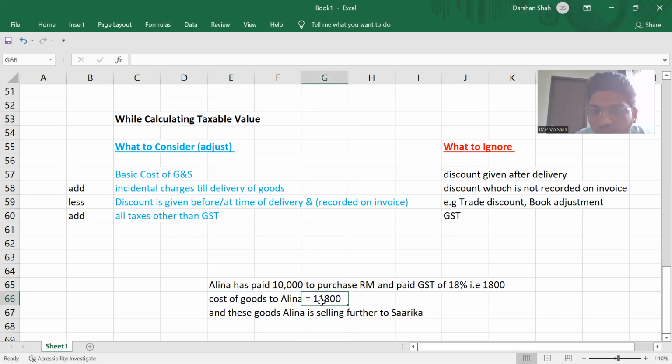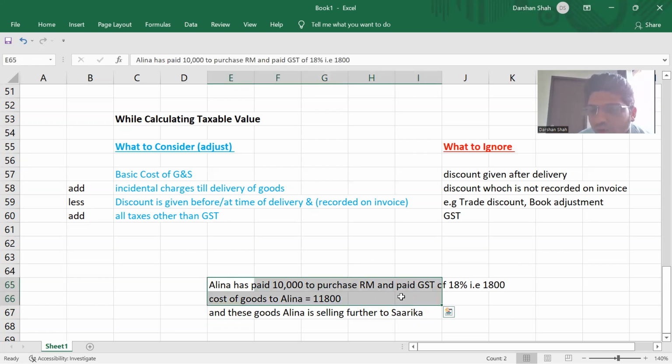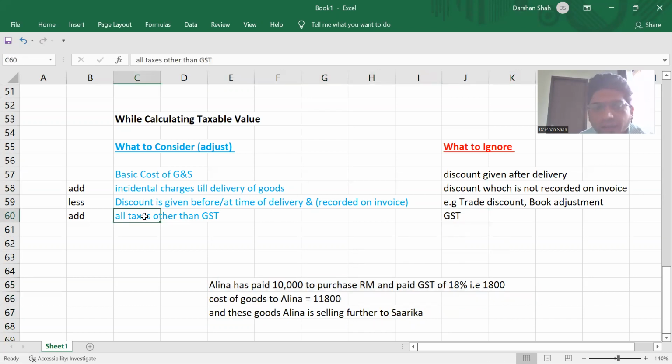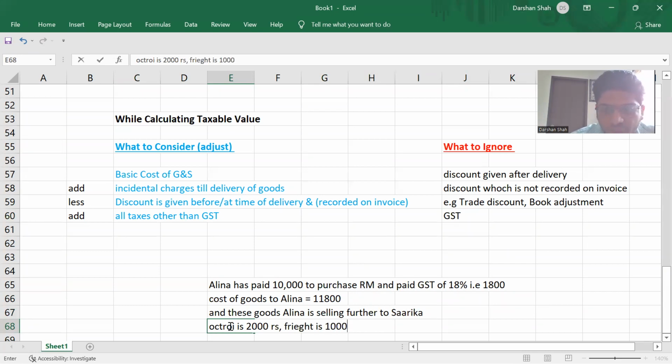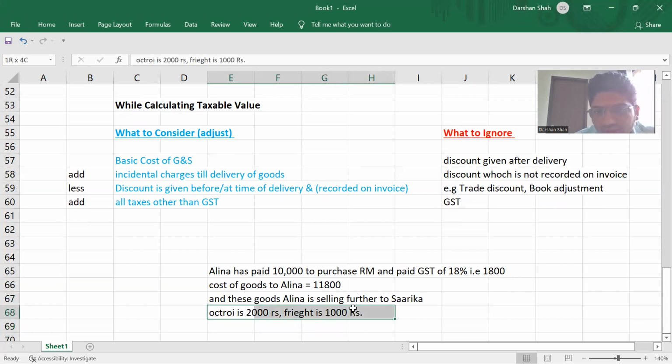So in that case, what is going to happen? We are only going to consider the purchase cost and we are not going to consider the GST part. So GST part will be ignored, and any taxes other than that, for example, other taxes such as octroi is 2,000 rupees. Freight is, let us say, 1,000 rupees. So these are also taxes. Correct? So our taxable value will only consider basic cost and taxes other than GST. So when Alina makes a tax invoice to Sarika, we'll take basic cost, we'll take incidental charges, and we'll take all taxes other than GST. And GST will be totally ignored while making the taxable invoice.